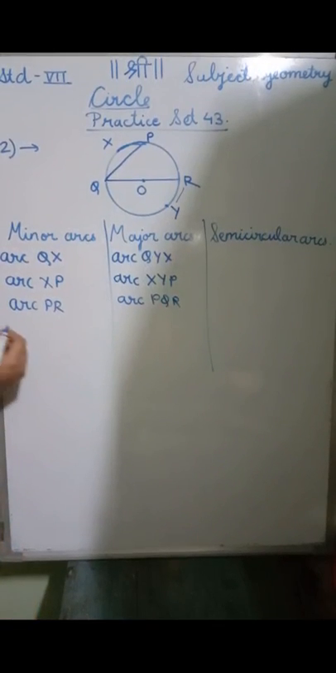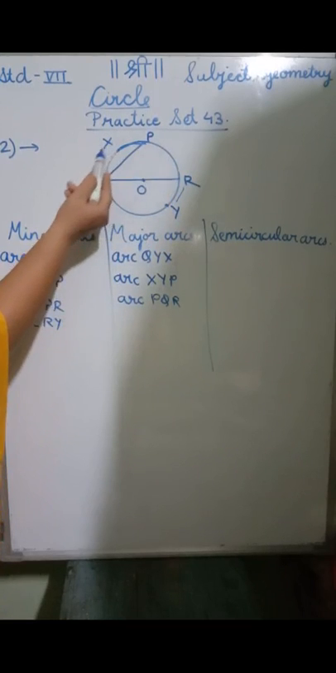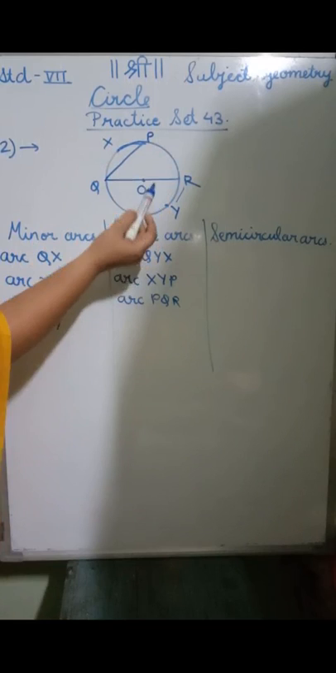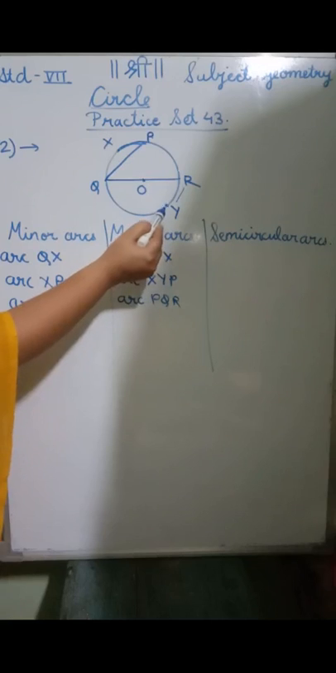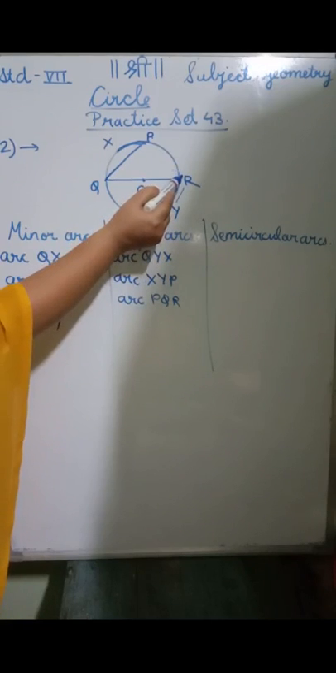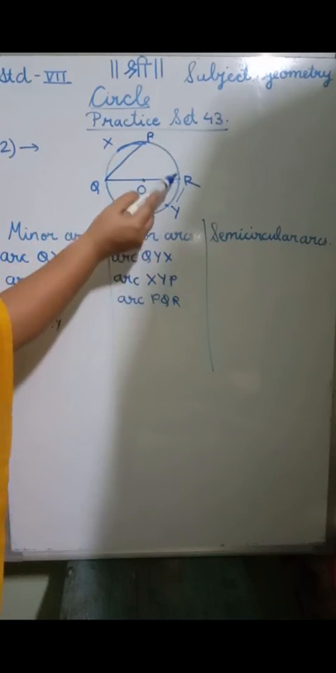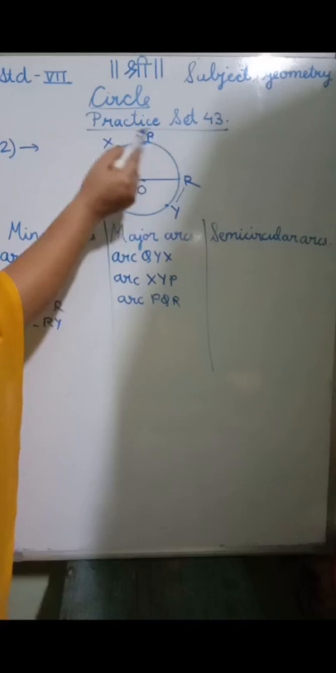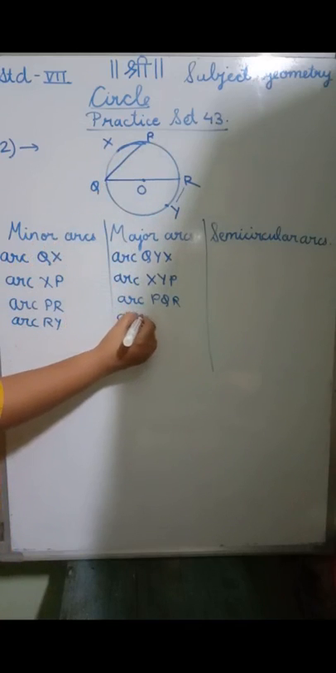Okay, so we'll write here arc RY. This is a minor arc. Now if this is a minor arc, this part will be the measure arc. So you can write arc RPY or arc RXY or arc RQY, anyone. For example, if I am writing arc RQY.